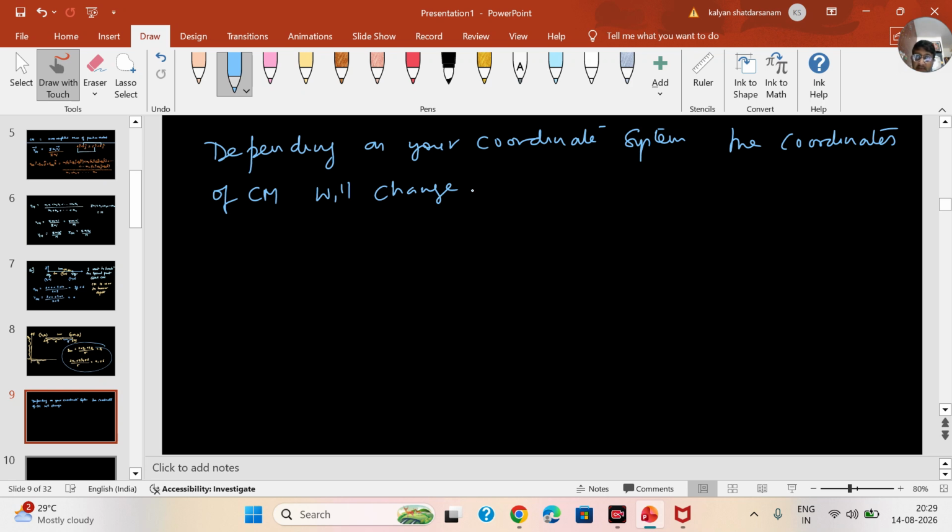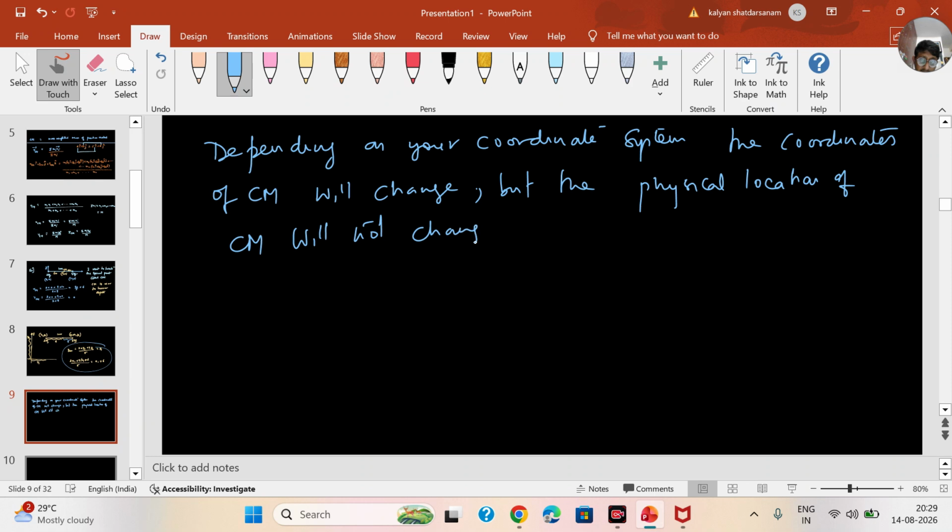Coordinates of center of mass will change. But the physical location of center of mass will not change. Physical location of center of mass will not change. Let me explain this. Suppose right now you are in your house.